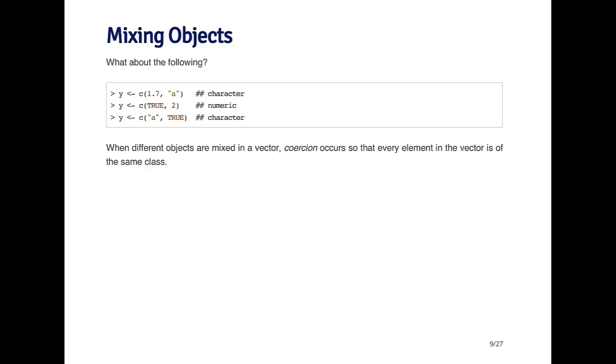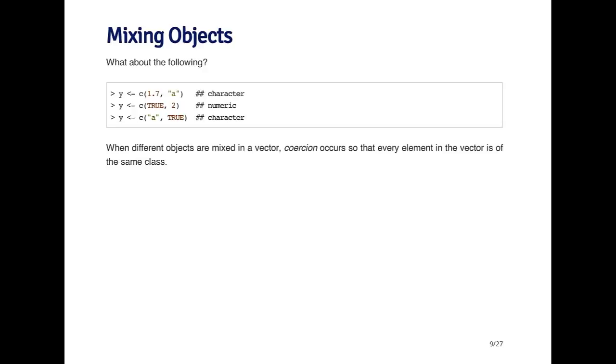In this first example, I'm concatenating the number 1.7 and the letter a. Clearly these are not of the same class. One is numeric and the other is character. So the least common denominator here is going to be character. And so what you're going to get is that y is a character vector where the first element is the string 1.7 and the second element is the letter a.